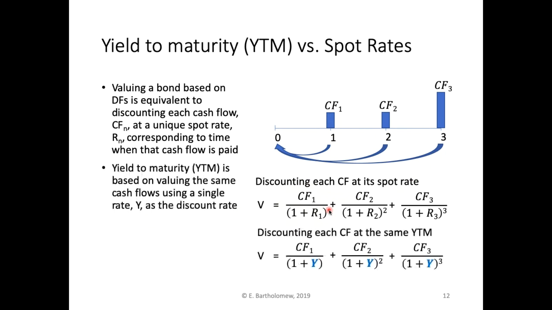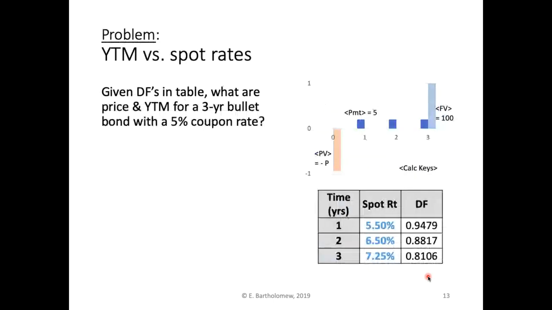Yield to maturity is different. It's essentially discounting all of the cash flows at the same rate. Now, that's not to imply that they all have the same spot rate, but rather we're looking at essentially the average rate. What is the yield to maturity? What is the rate that if we were to discount each of the cash flows at that rate, compounded for the appropriate number of periods, 1, 2, or 3 in this illustration, that would give us the same value. So another way of thinking of yield to maturity is an average of the spot rates for that particular instrument, reflecting the cash flows.